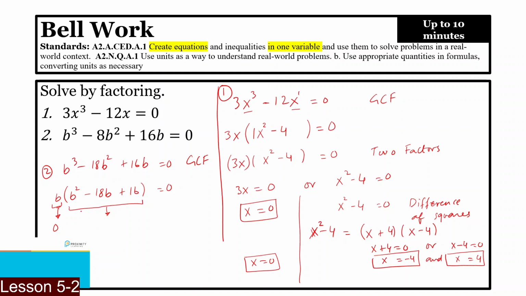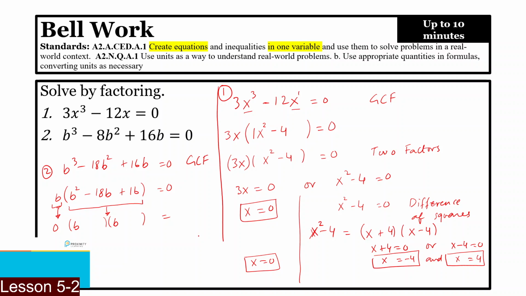So for this one, this is a trinomial. 16 doesn't have a b, so I can't factor anything out anymore. So I'll see if I can use the two-factor method. So b times b gives me b squared. Is there a number that when I multiply gives me 16, but when I add or subtract gives me negative 18? Let's see. Is there a number that works?